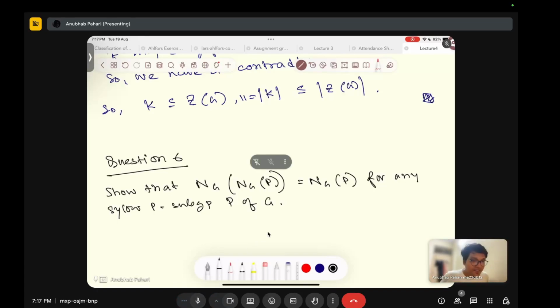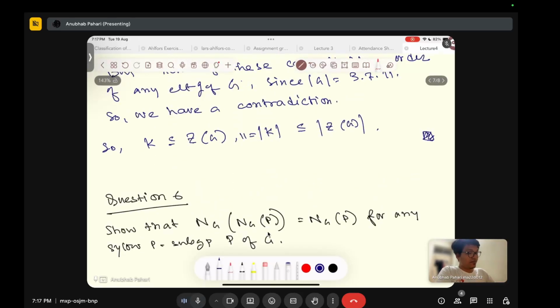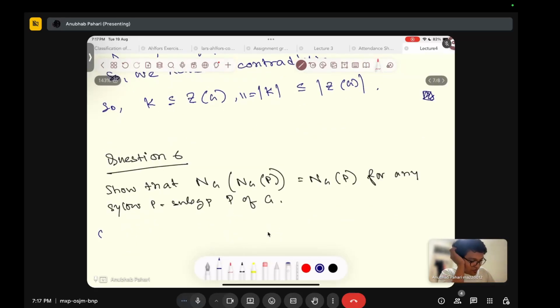Okay, so I should be clear about what a normalizer is. I think I told this in the solution. The normalizer of P should be the set of small g in capital G such that g P g inverse is equal to P.